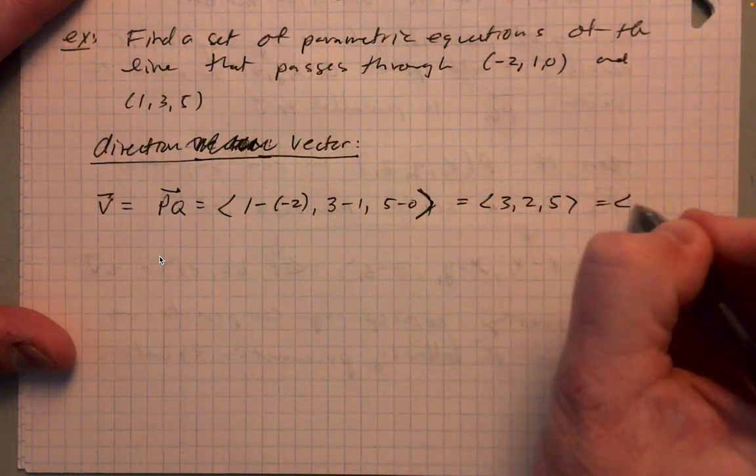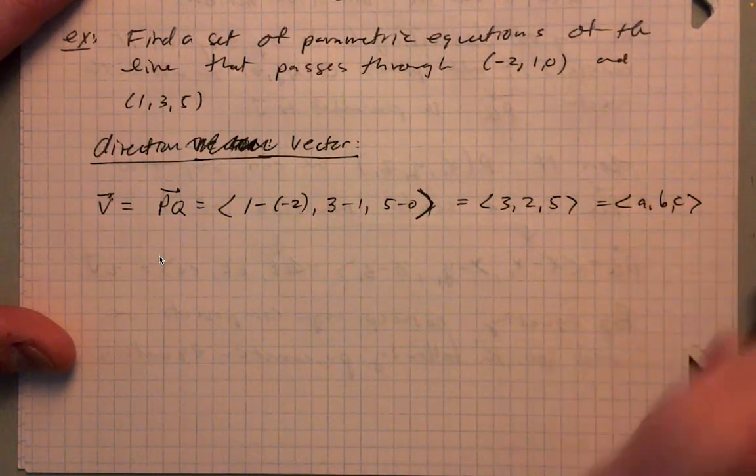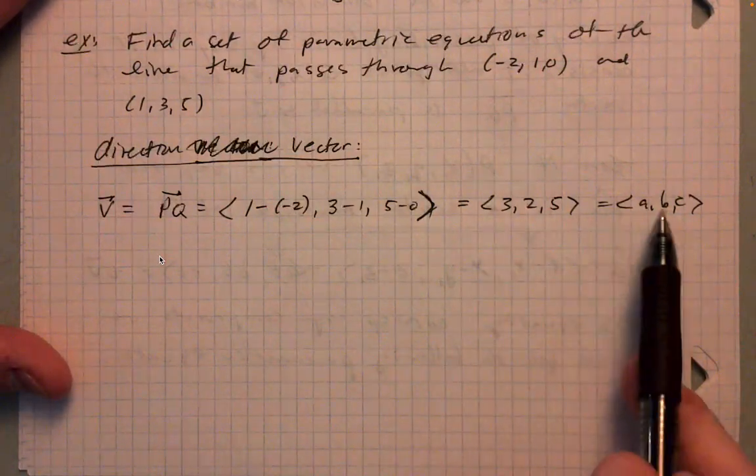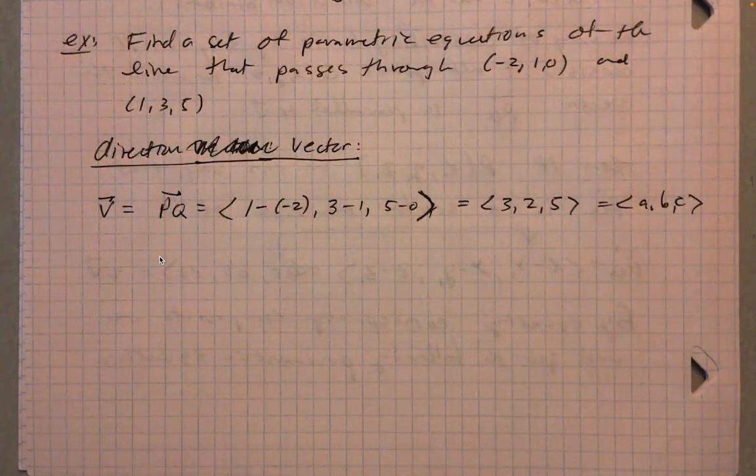Now that's going to be our ABC. This is the direction vector, these are the direction numbers. In this case, the line PQ is used to define the vector itself. That's not always going to be the case, but in this case, that's how we're going to do it.